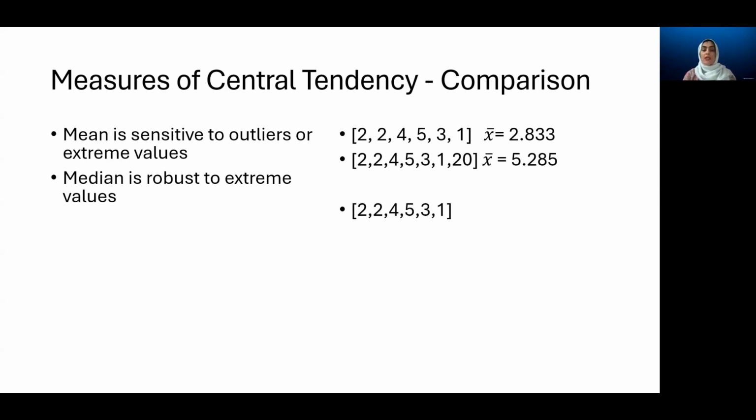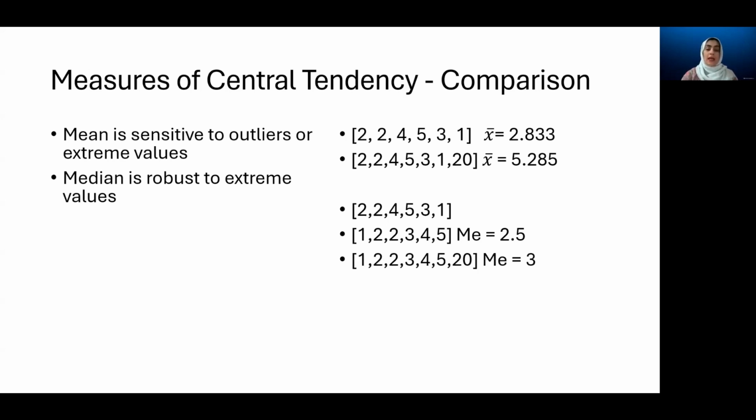How? We have the same data set, 2, 2, 4, 5, 3, 1. The median came out to be 2.5 for this. And now we added the same extreme value to this data set, which is 20. And the median only shifted by 0.5. The median now in this new case is 3, just a difference of 0.5. So it is relatively more robust to the addition of outliers.